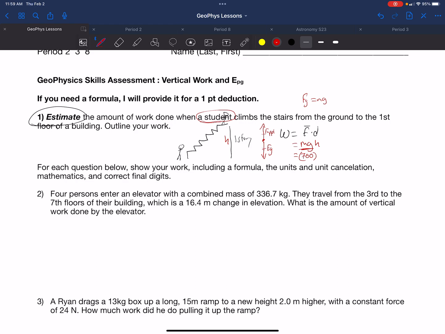And the height, well, we know hip height is 1 meter. So we might ask ourselves, how many hip heights is it? Is it 1? No, it's definitely more than 1 hip height. 2 might be about 6 feet. 3 might be about 9 feet. 4 might be about 12 feet. So probably a good answer here would be 3 or 4 meters. I'm going to use 4 meters. And so 4 times 700 is about 2,800. So 2,800 joules is the estimate of about how much work, which is about 3,000 joules.